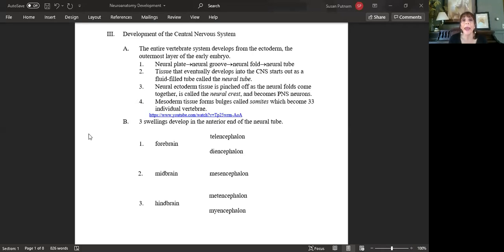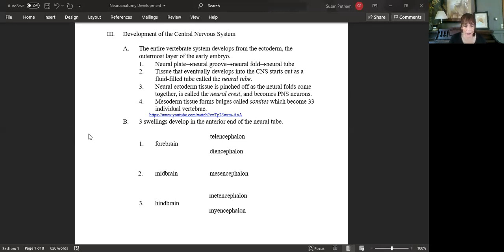So anyway, to get started with this development, I'm going to bring up our outline. And before I show illustrations, which I have some extra documents that I hope will help you visualize some of this: the entire vertebrate central nervous system develops from the ectoderm, a type of cells found on the outermost layer of the early embryo.